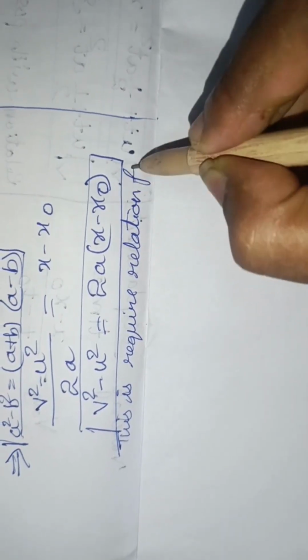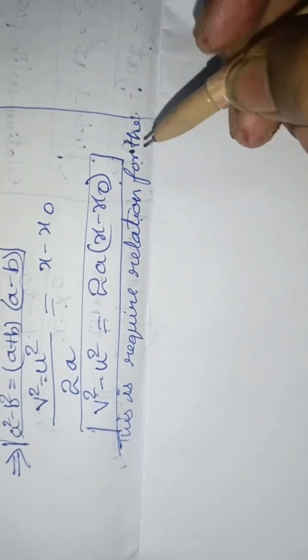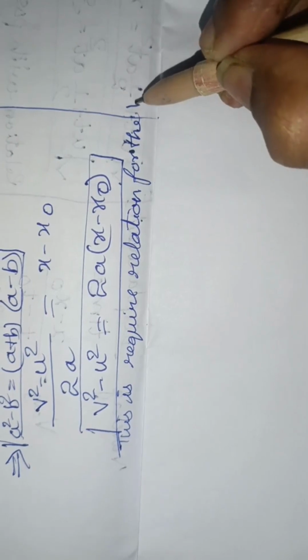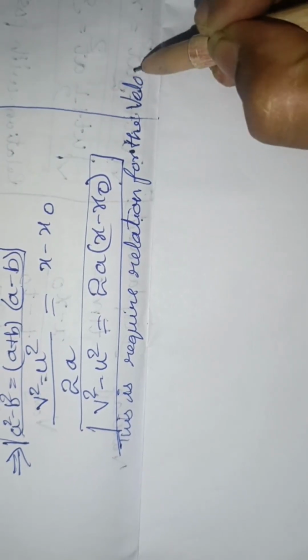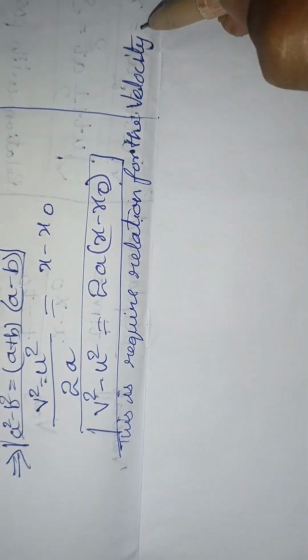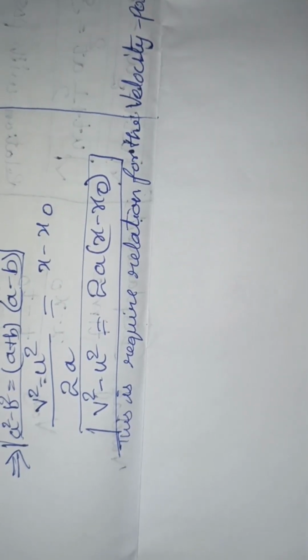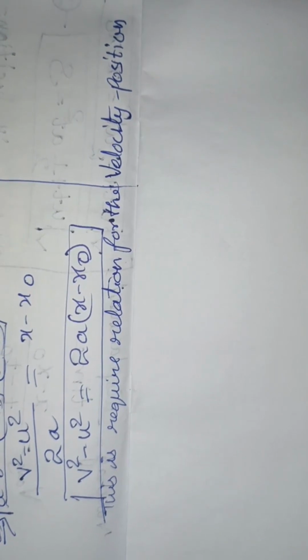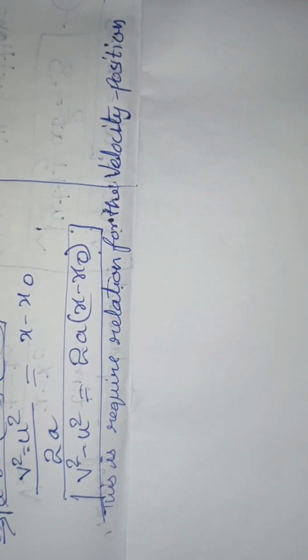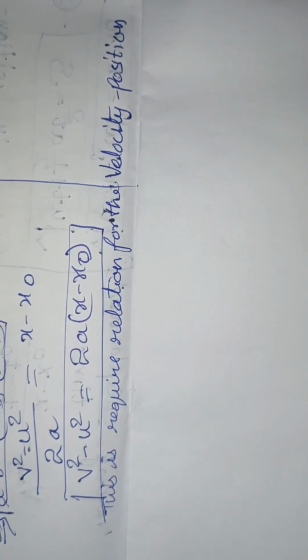This is the required relation for the velocity and position. Velocity position relation. This is how we are supposed to write it for the third equation of motion.